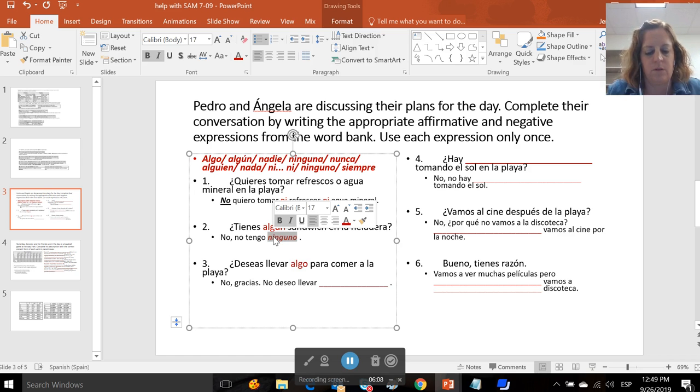Okay, no gracias, no deseo llevar. So if you're saying, like, do you want to take something to eat at the beach? You're saying, no thanks, I don't want to take nothing. So it still needs to be the noun. The noun is nada.